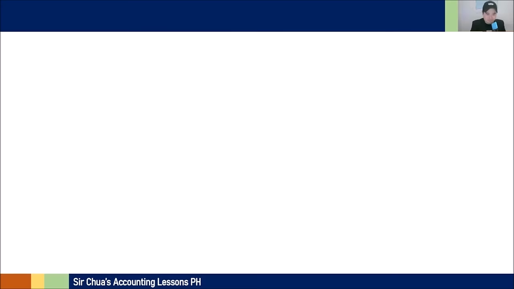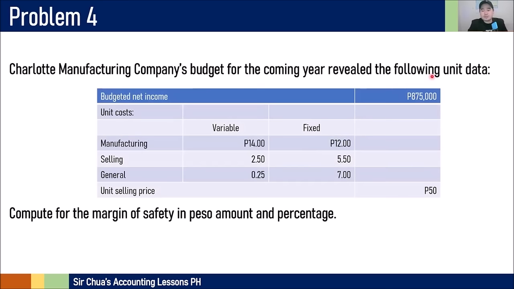Charlotte Manufacturing Company's budget for the coming year revealed the following unit data. So there is a budgeted net income of 875,000. You are given the variable cost per unit. And then based on the 875,000 budgeted net income, this was the average fixed cost per unit. And then the unit selling price is 50 pesos. Let's compute the margin of safety in peso amount and in percentage of Charlotte Manufacturing Company.